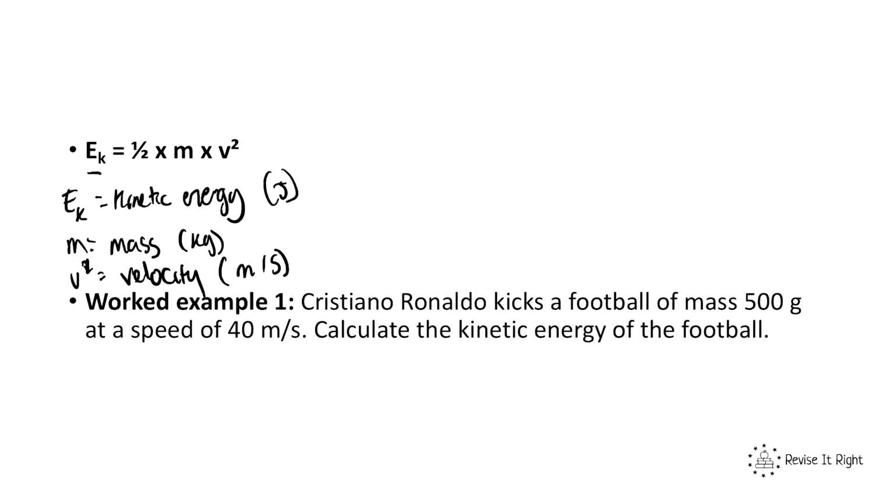So question 1. Cristiano Ronaldo kicks a football of mass 500 grams at a speed of 40 meters per second. Calculate the kinetic energy of the football. As I always like to do when I get these types of questions, I like to write what I know. So we've got mass here as 500 grams. We need to be careful because the mass we need is in kilograms. So we need to convert from grams to kilograms, and we can do that by dividing it by 1,000. So 500 divided by 1,000 equals 0.5 kilograms.